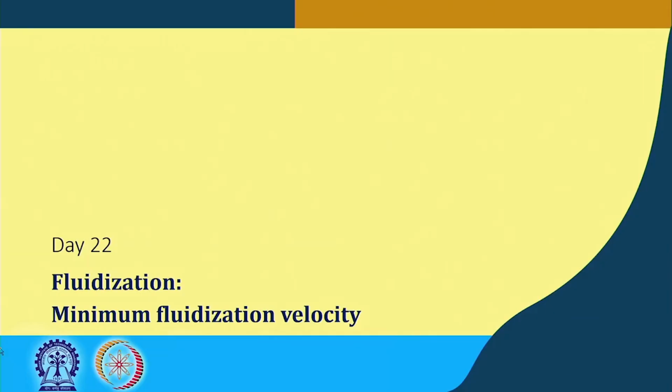In the last class we started with the concept of fluidization. Today we will go into the details of estimating minimum fluidization velocity. We have already understood what minimum fluidization velocity is, what bed expansion is, and how, when there is a gas velocity or fluid velocity, the pressure inside the bed varies from a fixed bed to the fluidized bed during this transition. That we will see today.